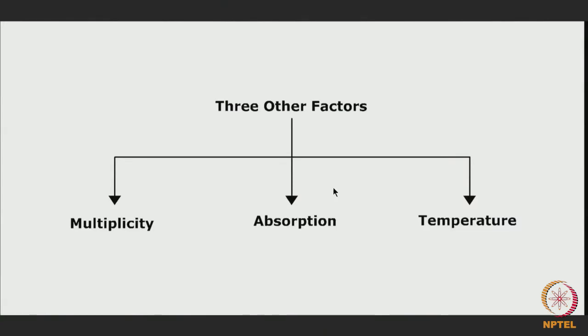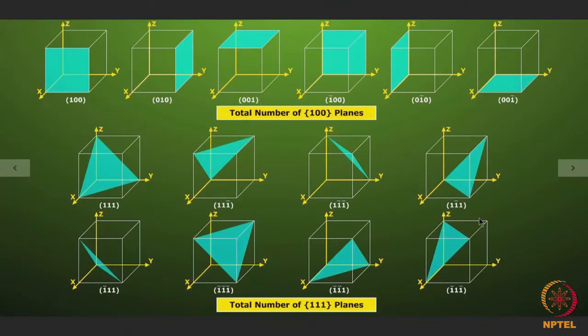Now, 3 other factors remain to be discussed, and those are the multiplicity factor, the absorption factor, and the temperature factor. Now, what is the multiplicity factor? You see, every other factor remaining constant, in a particular system of planes, say 1 0 0, how many 1 0 0 planes are there? There are 6 different types of 1 0 0 planes. Similarly, if we talk about the 1 1 1 planes, there are 1 2 3 4 5 6 7 8 with different indices.